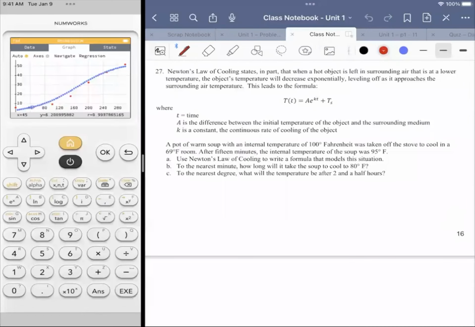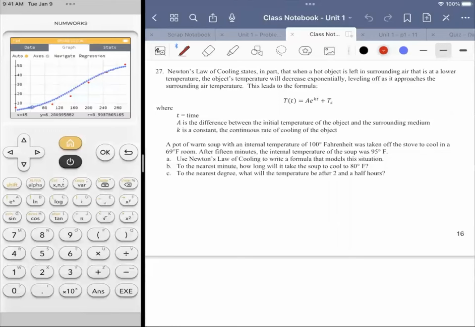All right. So Newton's law of cooling states in part, because there's a lot more to it than this, but this is all we need it for, that when an object is left in surrounding air that is lower temperature, the object's temperature will decrease exponentially, leveling off as it approaches the surrounding temperature. Very important in terms of physics, but not in terms of math. It's called the law of cooling, but it's really that the temperature of an object is going to approach the temperature of the surrounding medium, right?